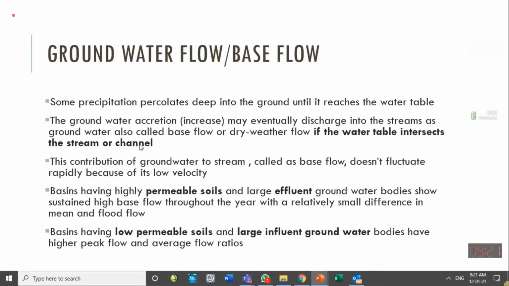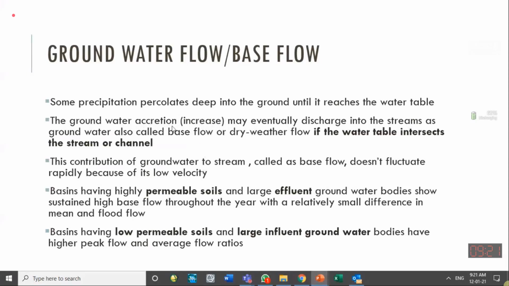So the third or fourth component is the groundwater flow. And the groundwater, I have told you the physics of that: if the groundwater surface is higher than the stream, then water flows towards the stream also. So when the groundwater increases, groundwater accretion, it means enhancement. Accretion means enhancement. So when groundwater increases or enhances its surface, it eventually discharges into the streams as groundwater.